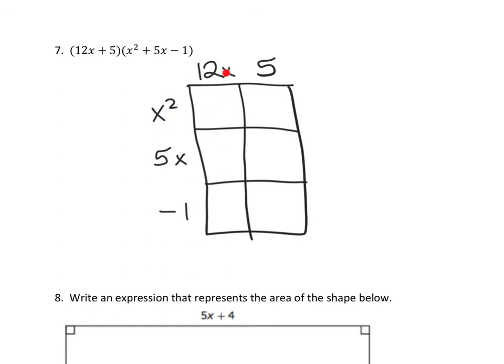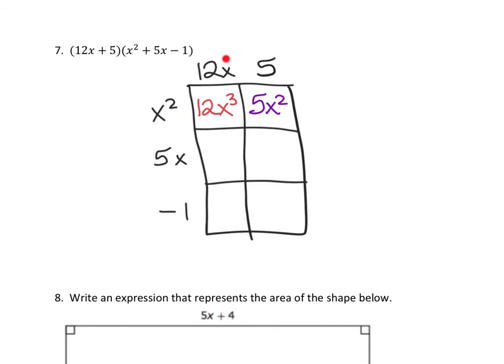x squared times 12x, we have to remember our exponent rules. Our exponent rules say that we should multiply the regular numbers, so 12 times 1 is 12, and x squared times x, that's x to the third power. 2 plus 1 is 3. Then we're going to multiply 5 times x squared. That's 5x squared. Easy.